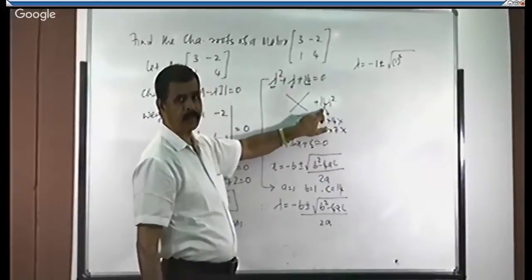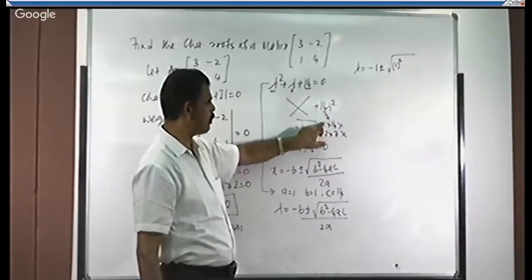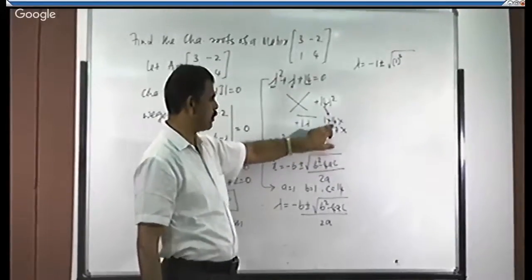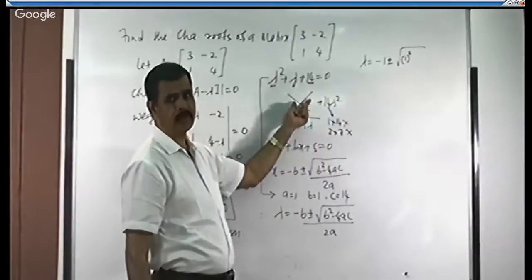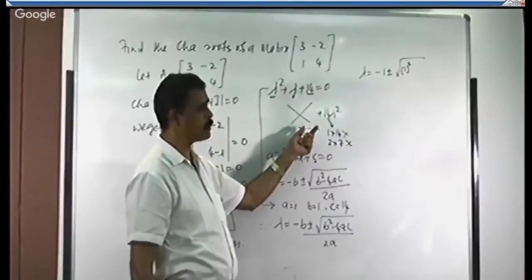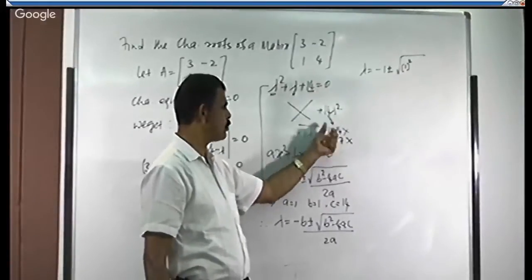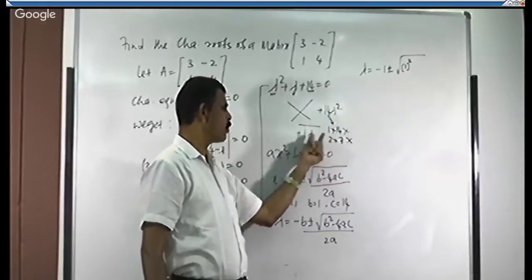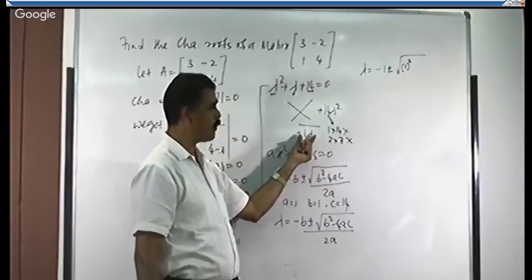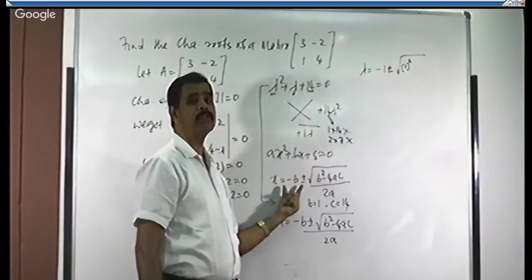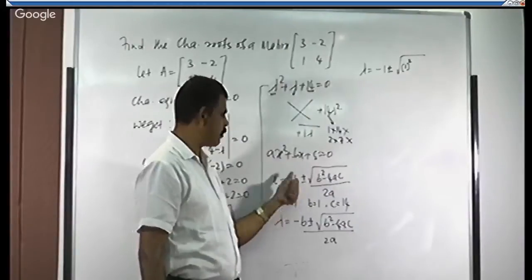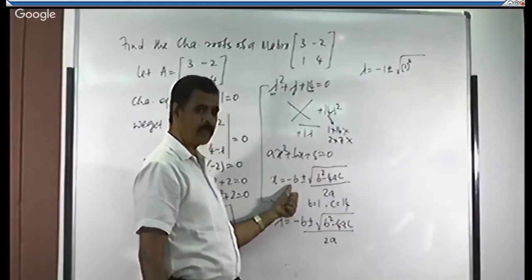14 factors are what? 1 and 14, 2 and 7. These two are not being used here to factorize it because by adding or subtracting, they are not getting 1 lambda. Therefore, use Sridharan's formula to get the roots of the quadratic equation. What is Sridharan's formula? This is Sridharan's formula.